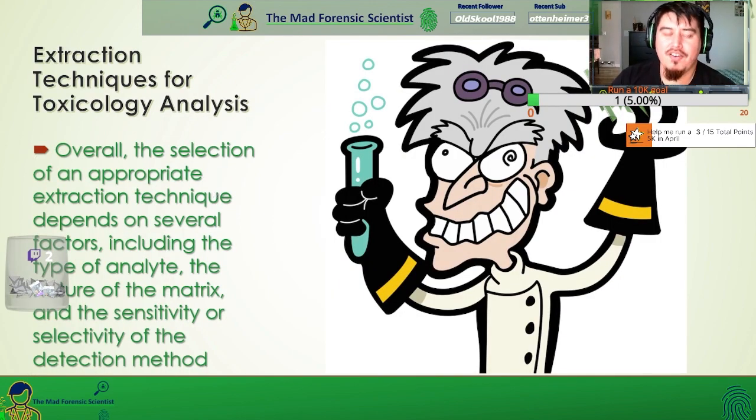Extraction techniques are very important for toxicology analysis. It's important to choose the type of extraction depending on the type of analyte you have, the type of matrix you have, and the selectivity of your detection method. This is the kind of thing that a toxicologist has to think about: the physicochemical properties of the analytes that we're trying to detect, the matrices that we're trying to extract the drugs from, as well as the instrumentation that we are using to detect. All of that impacts our choices for toxicology analysis and our extraction techniques. So it's all very important.